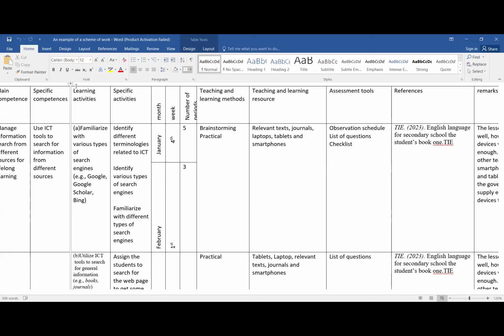So you may find that most of us don't have any conflict on writing the main competence and the specific competence. But the great conflict that has been created is that we are not sure how to develop the learning activities and specific activities, how to divide the number of periods, and also how to write the remarks. So in those 3 to 4 areas, that is what I want to elaborate this evening.